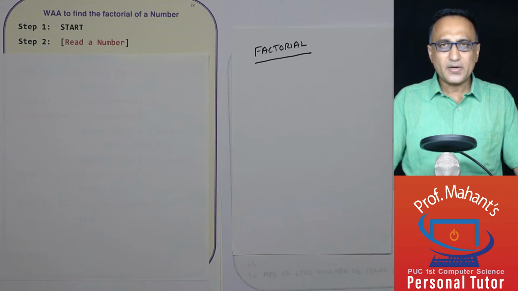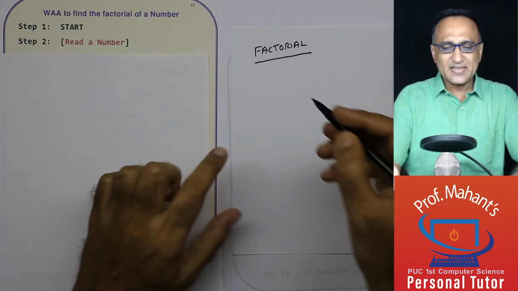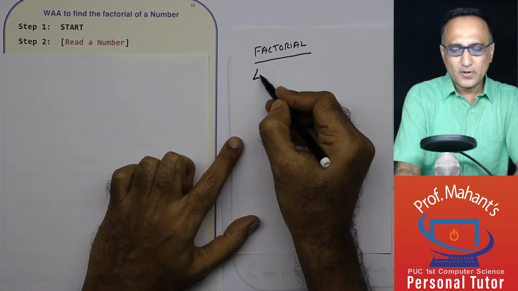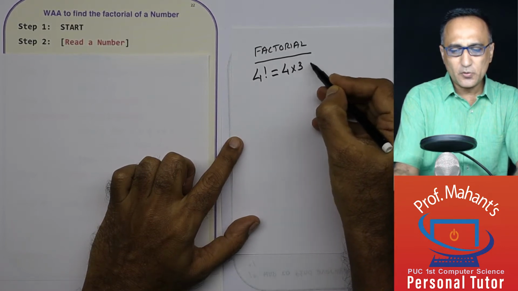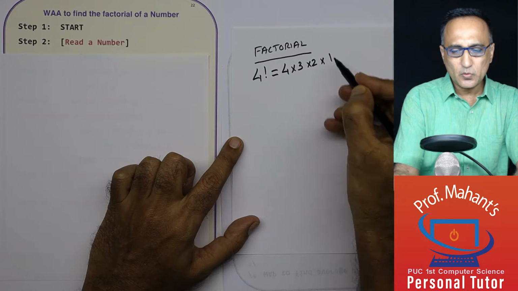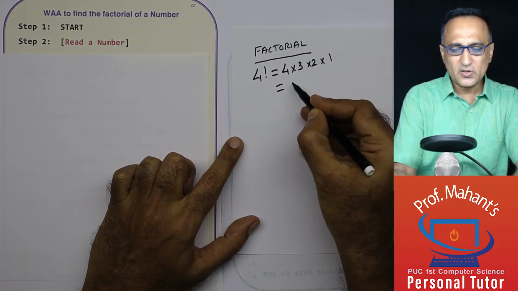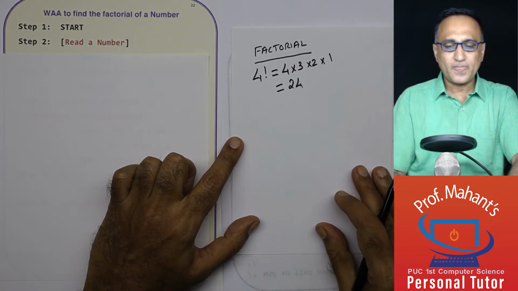We shall now take a look at an algorithm where we are calculating the factorial of a number. Let us say my number is 4. In maths, the factorial of 4 is 4 into 3 into 2 into 1, which is equal to 24.